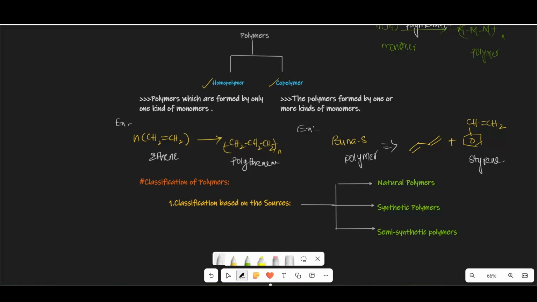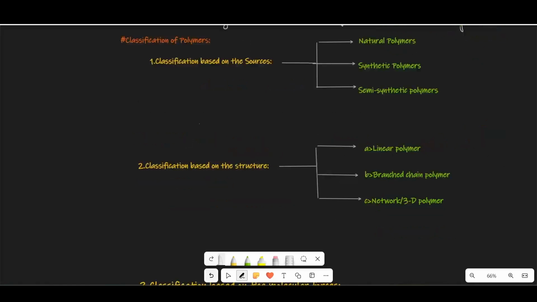Now let's move to classification of polymers. First, let's see classification based on source. These are divided into three types. One is natural polymer, next is synthetic polymer, and the third one is semi-synthetic polymer. So these are the types based on the sources.